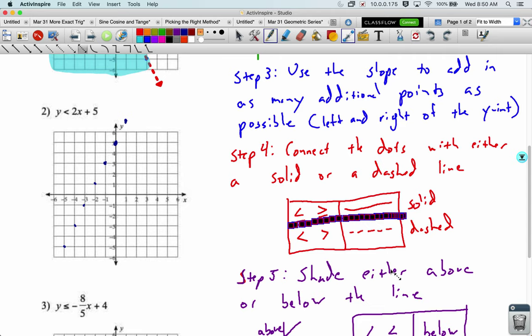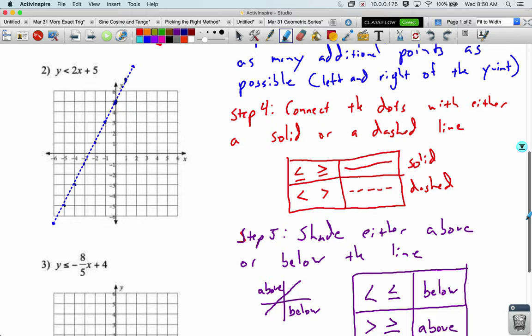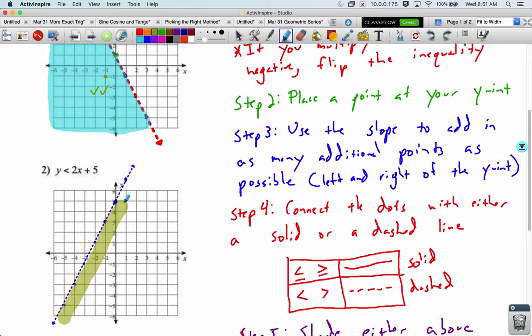All right, I can look at my little key right here. It says that these symbols get a dashed line. Dash, dotted, same thing. Then this is a less than, so I'm going to check my other key to see which side I shade. Yep, less than, shade the lower side or below. And so I'm shading in all of the ordered pairs that make that inequality true. Let's check with our origin. 0, 0 is 0, less than 2 × 0 + 5 is 0, less than 5. It checks out. All right, so we checked with that point right there.